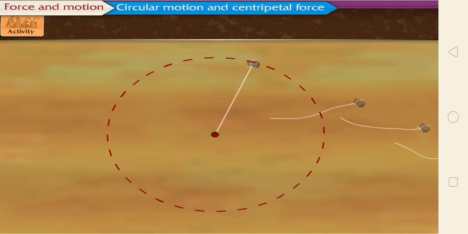If we release the string, the force applied by us on the stone stops acting, and at that instant, the stone flies off along a straight line, which is the tangent to the circle at the position of the stone. The stone goes along the tangent because that is the direction of the velocity of the stone at that instant of time.